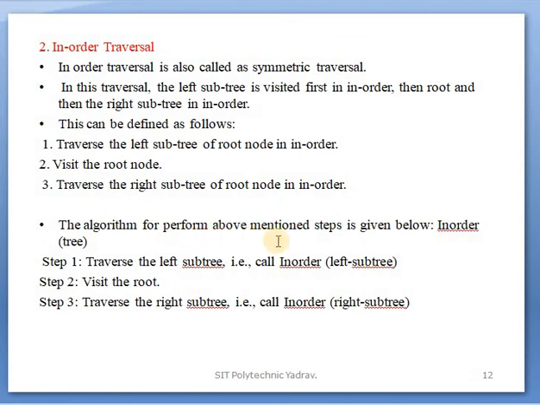The algorithm for performing the above mentioned steps is given below. Traverse the left subtree, calling the in order function. After that, visit the root. After that, traverse the right subtree, calling the in order function on the right subtree. This call means that the function will be called.